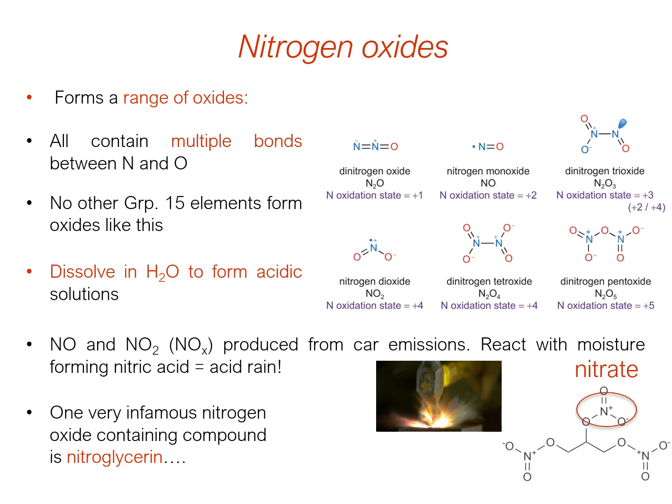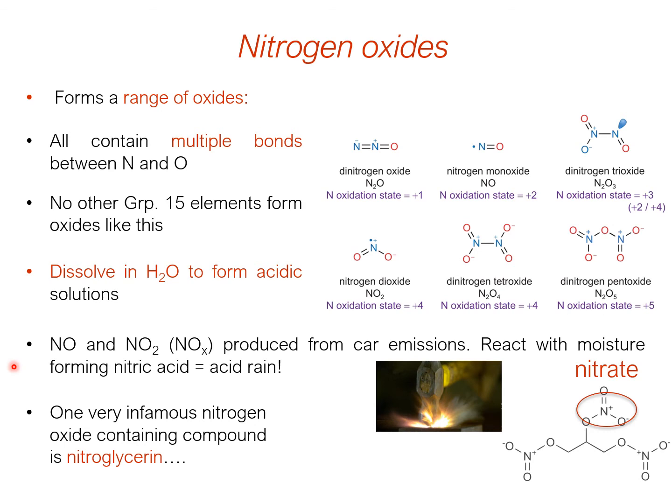Now there are lots of different nitrogen oxides. This is unique to nitrogen. None of the other group 15 elements do this. And they all contain a series of multiple bonds between nitrogen and itself or oxygen. So we've got examples here. N2O, which is laughing gas, is in the +1 oxidation state. NO is in the +2. NO2, which is also from car exhausts, is in +4. You can get +5 for this dinitrogen pentoxide.